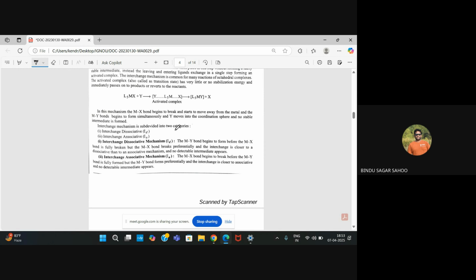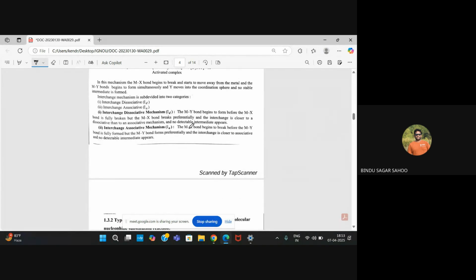Particularly a small part of the MX bond still interacts with the metal complex, but it is going to be removed from the complex. At that point, the MY bond begins to form. That's why the major part is the breaking part. That's why this is called the dissociative, interchange dissociative mechanism.